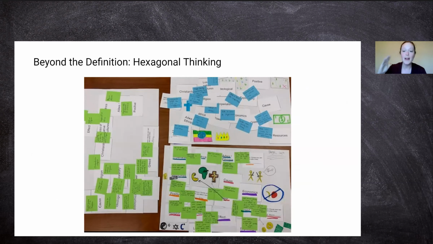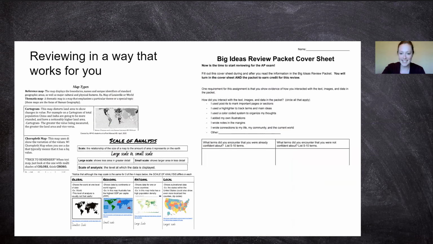So that's one way that I have students review and remember the topics we talked about back in October, and it feels like a lifetime ago, but getting those ideas back on the top of their brain and thinking beyond just the definitions. All right, flip to the next slide. And I also build in opportunities for students to review in a way that works for them.